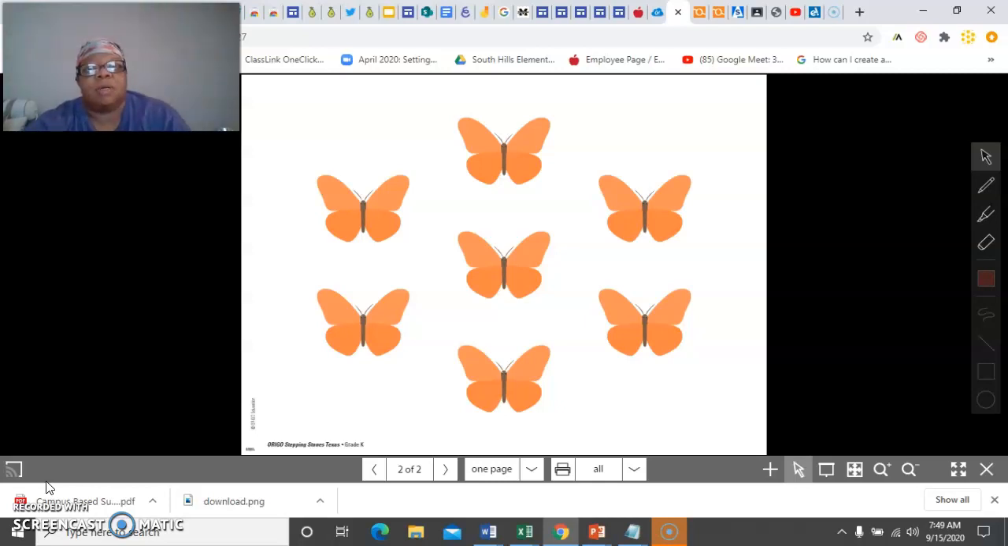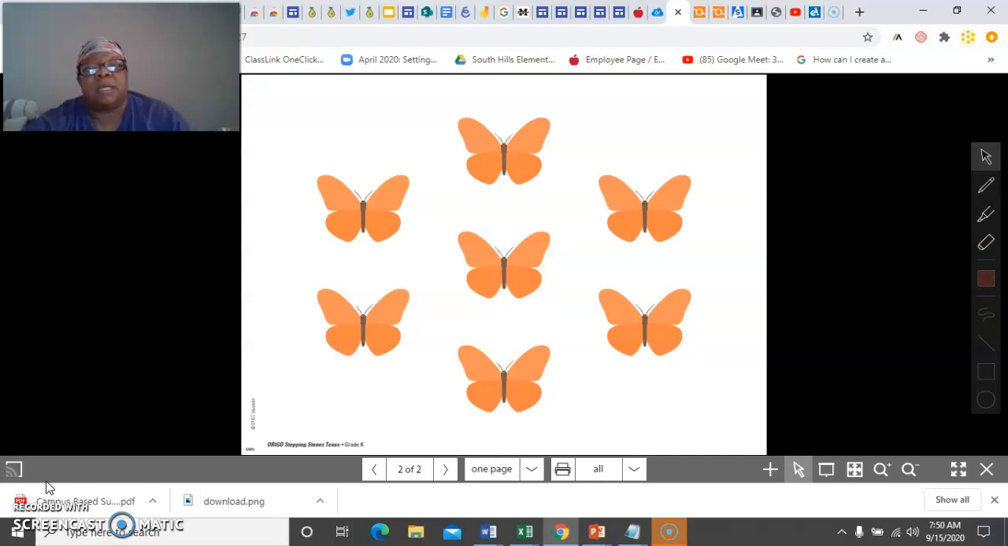This is part of our math. I had to do two parts for this, but it's part of our counting 1 to 10, looking at groups of objects to match the numbers.